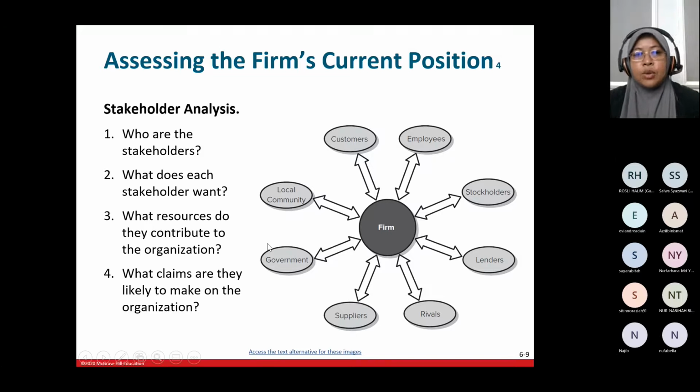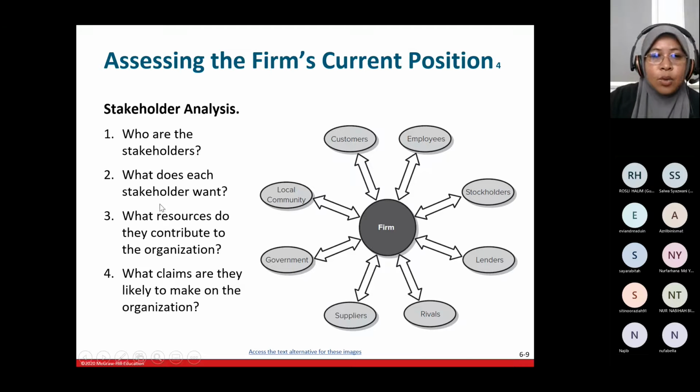Okay, second one is stakeholder analysis. Firstly, the firm needs to know who their stakeholders are. It can be customers, employees, stockholders, if the company is a public listed company, lenders, rivals, suppliers, government, local community.